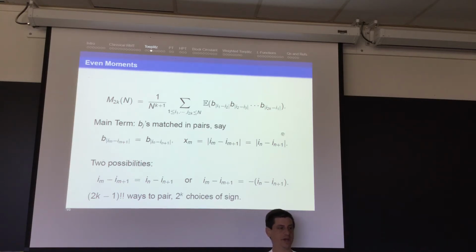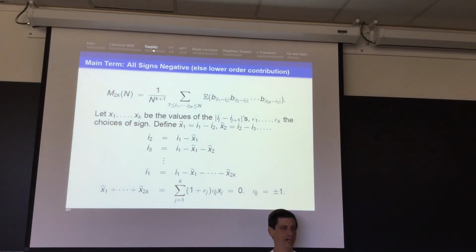So I need the b's to be matched in pairs. So when I look at it like this, this index must be the same as this index, or it must be the negative. So there are two possibilities, right? It turns out that the only one that will contribute is when all the signs are minus. And this is just a calculation you go through. I don't want to go through it now, but again, it's counting on fingers.